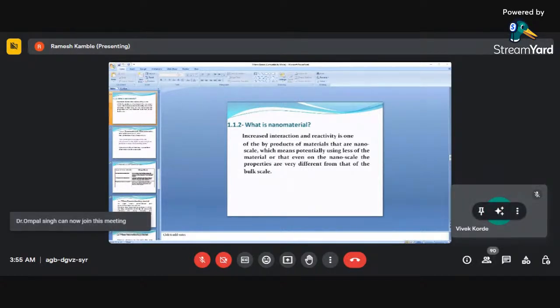Nanomaterials can have one or two or three dimensions in the nanoscale. That means nanomaterial can be available in three-dimensional form. One dimensional, we call it a 1D material. Two dimensional, we call it 2D nanomaterials, and three dimensions means three-dimensional nanomaterials. Mostly nanoparticles are considered as three-dimensional nanoparticles. So we can say that we can convert that material into 1D, 2D, and 3D.